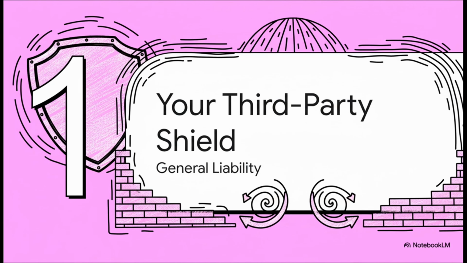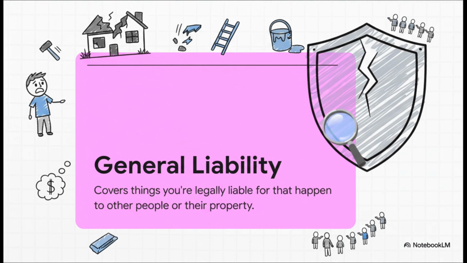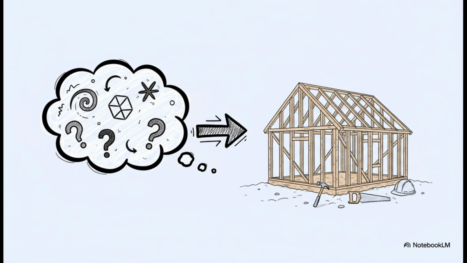Okay, first up, general liability. This is the one everybody knows about, but what does it actually do? The best way to think about it is as your third-party shield. You see those keywords on the screen? Third party. That is everything. General liability insurance was never designed to protect your stuff or your project. It's all about protecting you when your work allegedly causes harm to someone else or to their property.